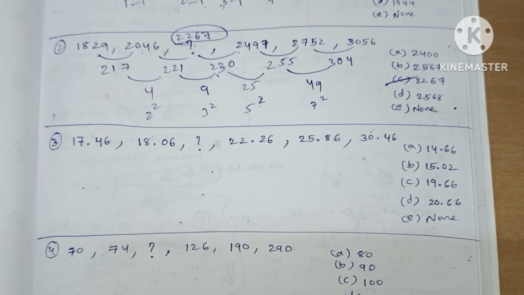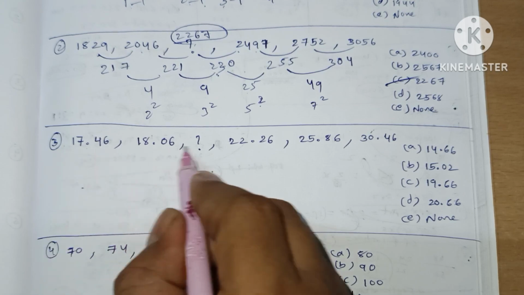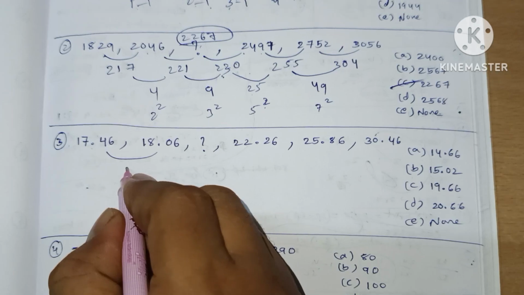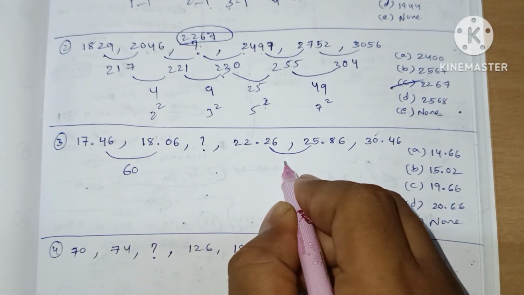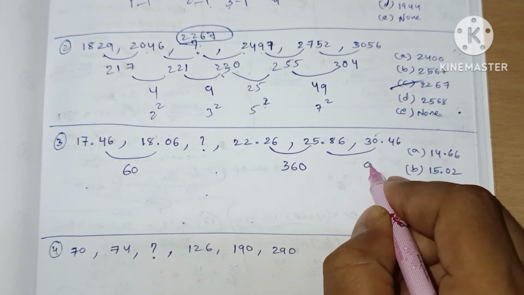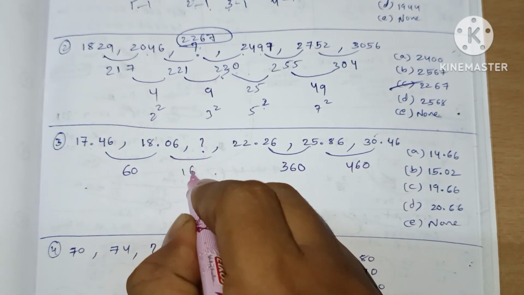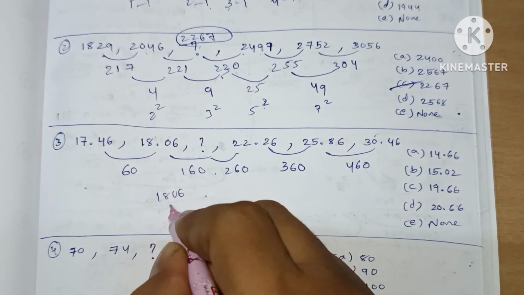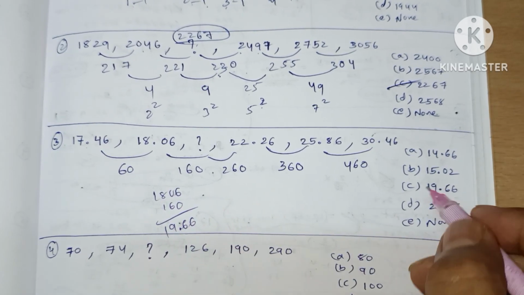Next question. Here every 2 digits after the point everywhere. So let's forget the point here. The difference between these two will be 60. Here the difference between these two will be 360. Okay, here the difference between these two will be 0, 6, 4. All are 60s here, so this must be 160 and this must be 260. So 1806 plus 160, which will be 1966. 19.66 is our answer, option C.